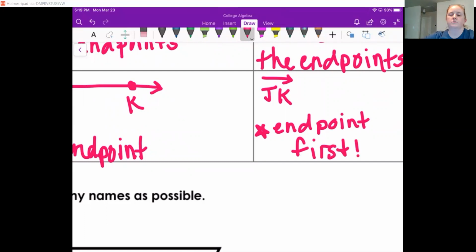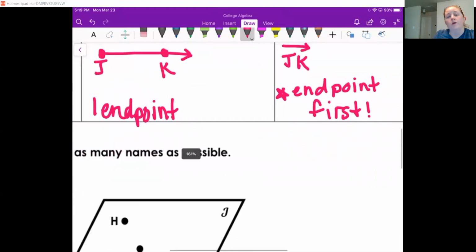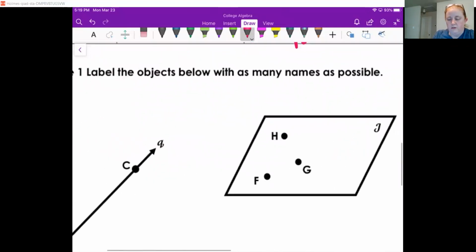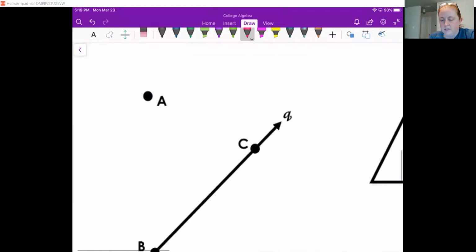Okay, endpoint first. All right, so I want to take a second and just look at a couple of pictures that we're going to name, and then that'll be the end of part one, and then part two will come up here shortly. So let's look at our objects we have and let's name these.